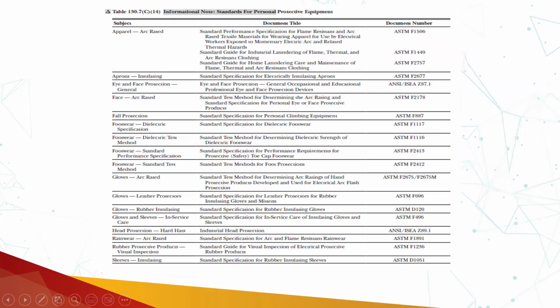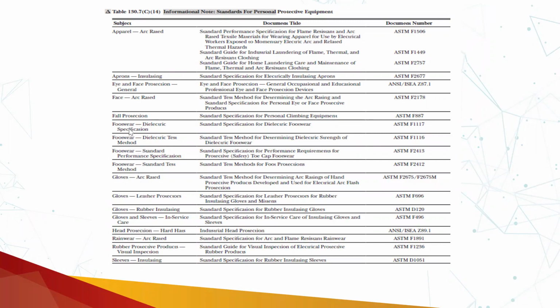This table, 130.7C14, they are going to ask questions on it in the exam. You don't have to deep dive into individual document numbers if it is not part of your job in your organization. How they will ask the question in the exam: for fall protection, NFPA 70E recommends which document number or which standard. So you should remember that there is one table in article 130.7.